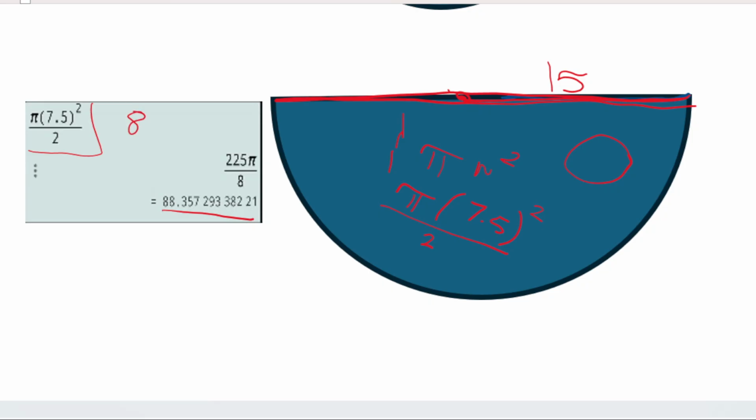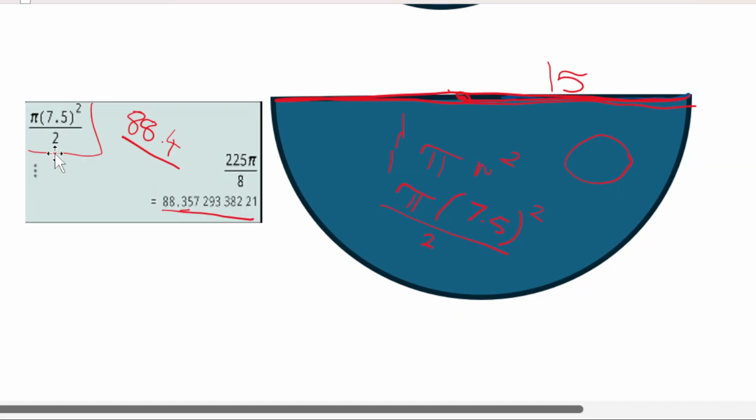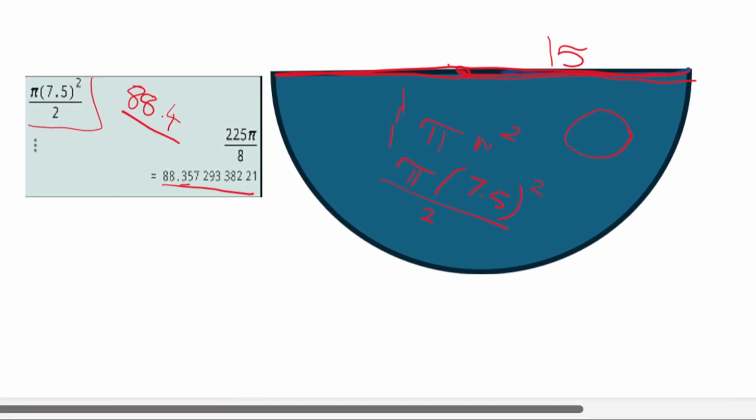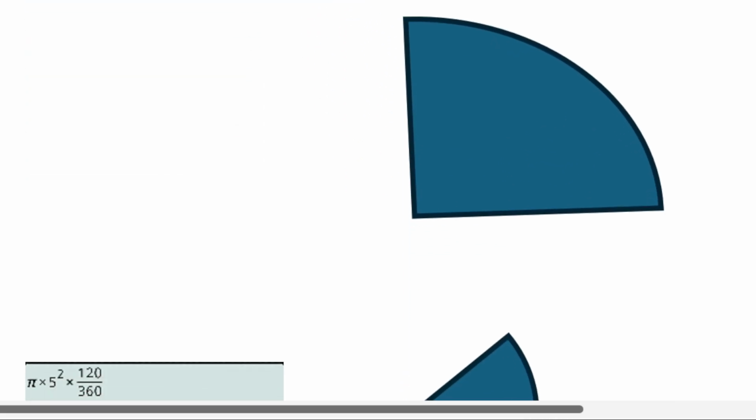It gives you 88.4 if we want the answer to one decimal place. And if you want the answer to two decimal places, it's 88.36.